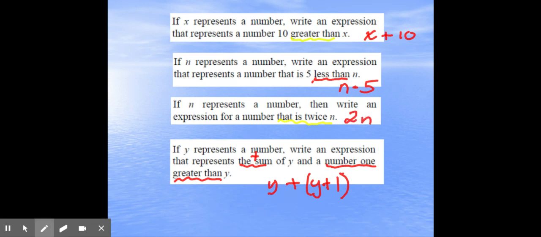Now, if you're thinking, oh, maybe I thought that was squaring it, that would be a number multiplied by itself. That wouldn't be twice a number. That would be a number multiplied by itself. That's what squaring would be. Okay, now that we've had a little practice with some expressions, let's look at some equations now.